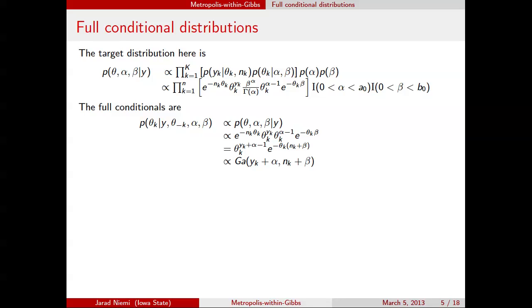Right here, when we have the full conditional for theta K, and we've made it explicitly conditional on all of the data and all the other expected death rates in those counties, well, that's not actually true. It's conditionally independent. Conditional on alpha and beta, and conditional on the observation from county K, it's conditionally independent of all the other expected death rates and all the other data. That's what we've shown right here.